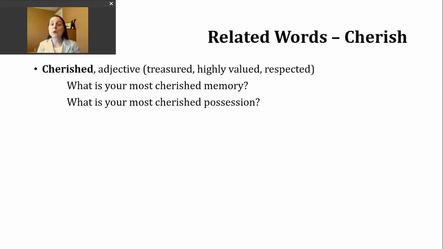So a couple different ways you might hear this, and we can see these slightly different meanings. What is your most cherished memory? So this could be that treasured meaning, could be the respected as well, versus the question, what's your most cherished possession? Possession would be an object, a thing. For some people, maybe it's a piece of jewelry, a photo, right? It's different for everyone. And that particular question, it could be treasured. It could also be asking for something that's highly valued.